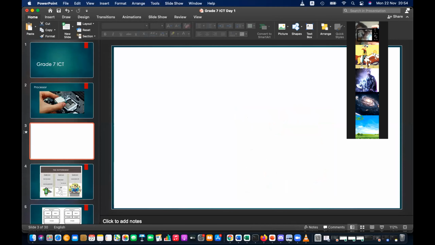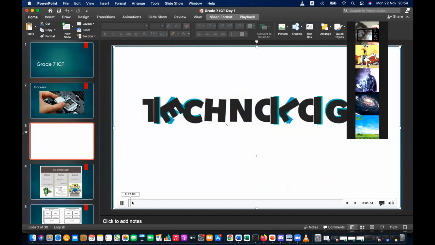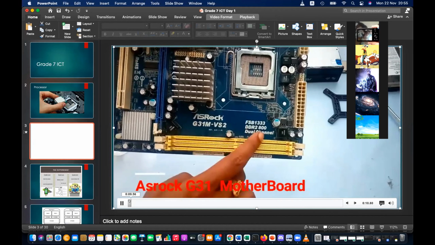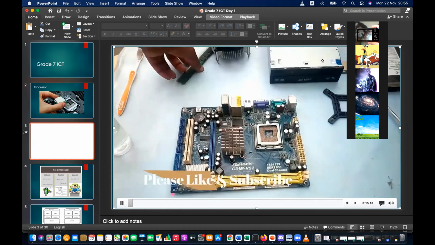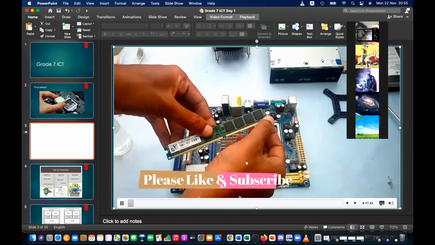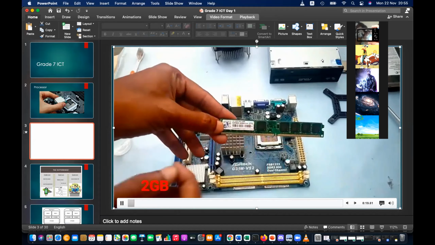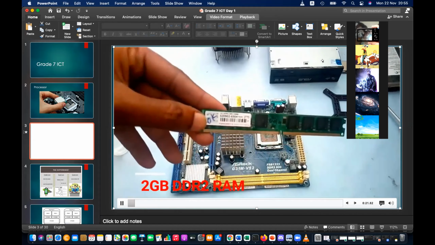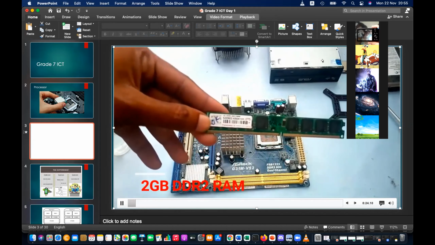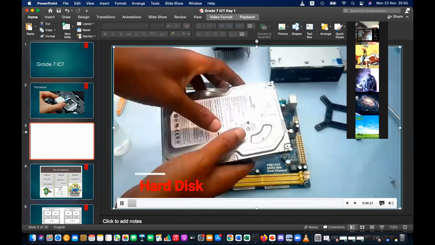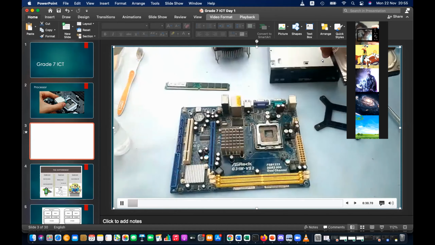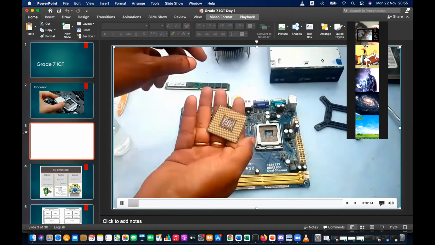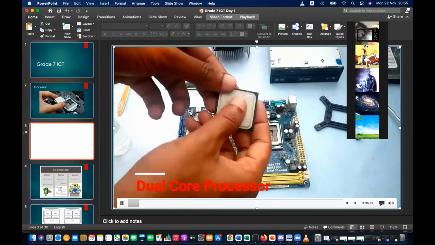So watch this video carefully. In this video, you can see how a computer is assembled. You need a motherboard, which is displayed here. That is the main component where each and every device connects. This is the random access memory, or volatile memory. Random access memory. This is that. And this is the permanent storage. That is your hard disk. And this is the processor. This is the brain of the computer.